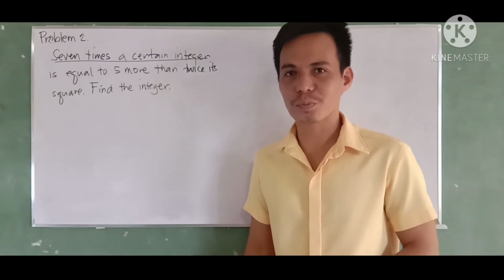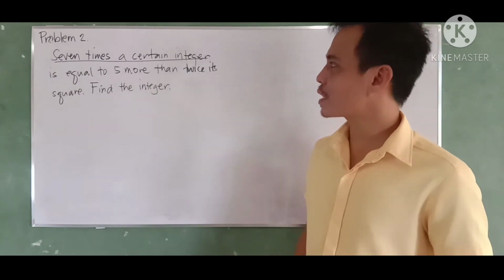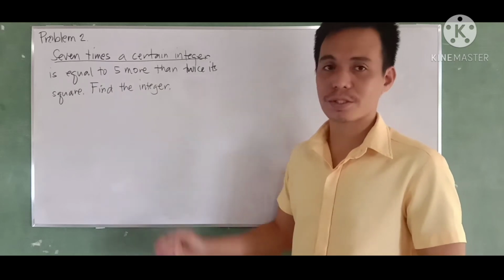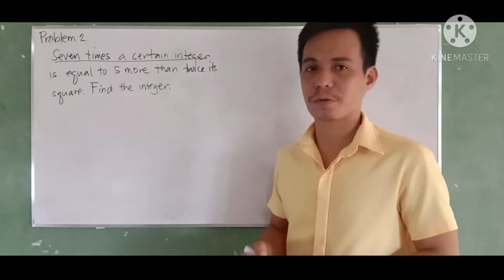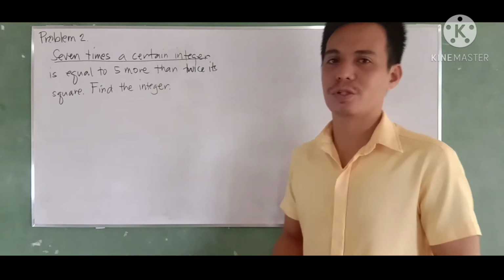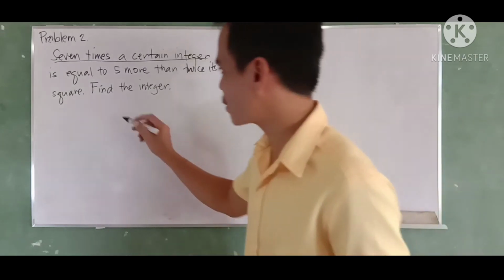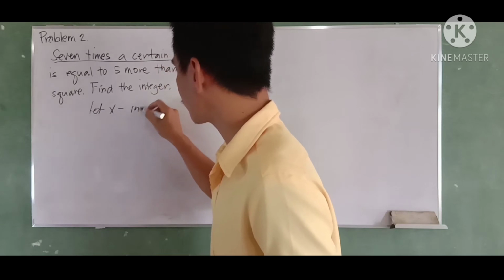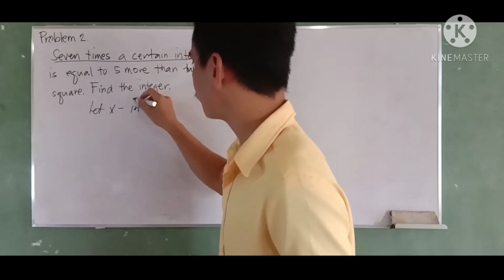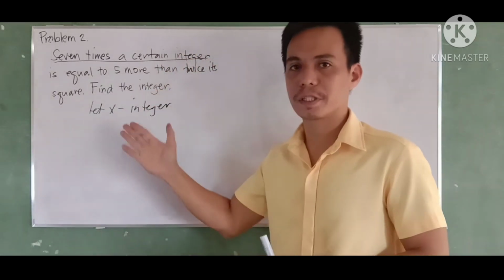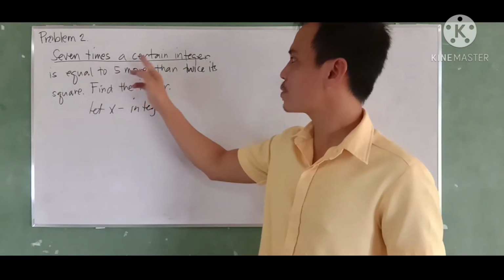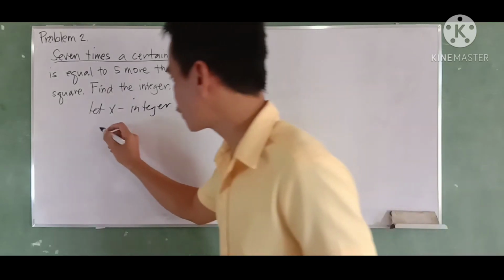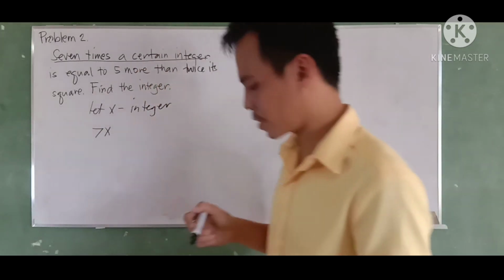Okay, let's try example number 2. 7 times a certain integer is equal to 5 more than twice its square. So find the integer. So let x be our integer, guys. Okay, let's go over the details. So 7 times a certain integer. So 7 times x. So this is 7x.